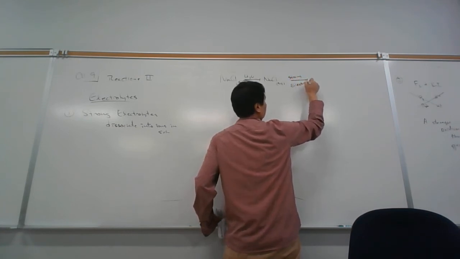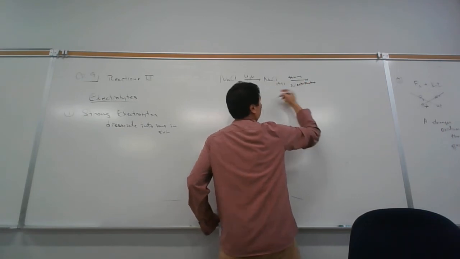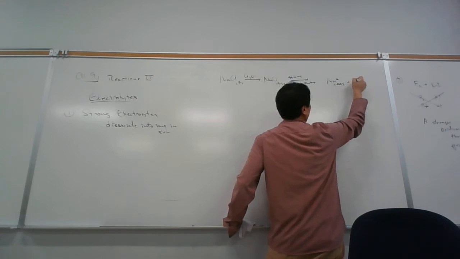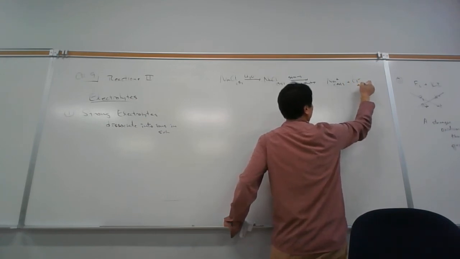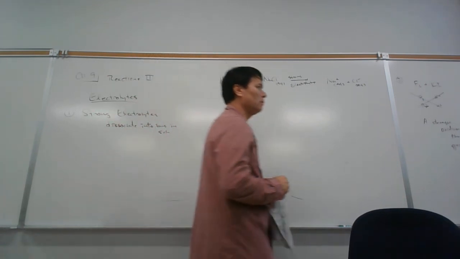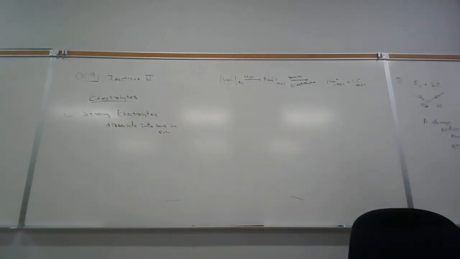And so what that means is that the sodiums break apart from the chlorides. And so this is going to form sodium ions, aqueous, and chloride ions, aqueous. And those ions are going to be moving independently of one another. Show that here.